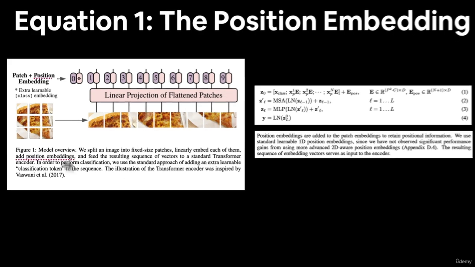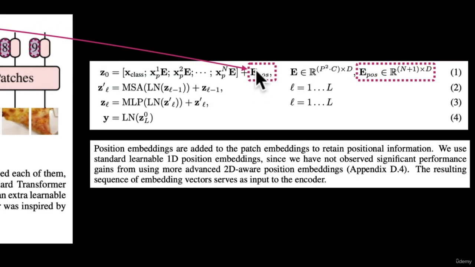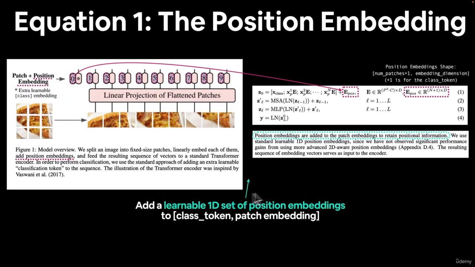So here's what we want to do. Add position embeddings. This is where the patch and position embedding name comes from, and that's here, 0, 1, 2, 3, 4, 5, 6, 7, 8, 9. And of course, this will go up to whatever number of patches we have. This is called the E_pos, or position embedding, and E_pos is an element of a real number of shape (N+1) by D, so number of patches plus 1. We've already seen this. In our case, it's going to be 197 times D, the embedding dimension. There we go. Add a learnable 1D set of position embeddings.